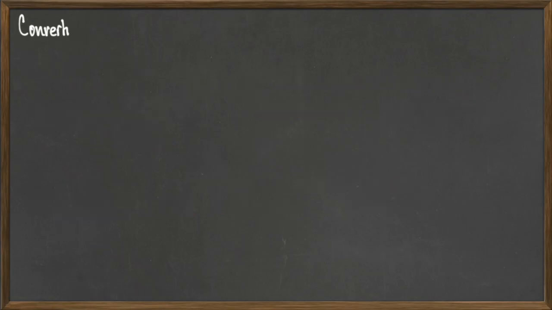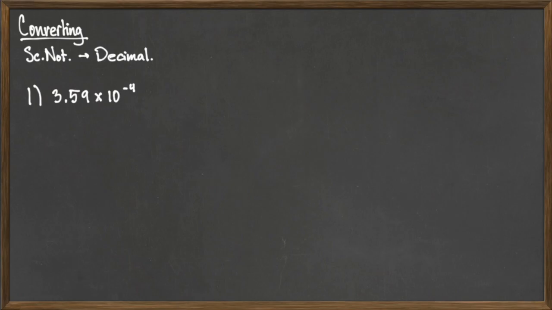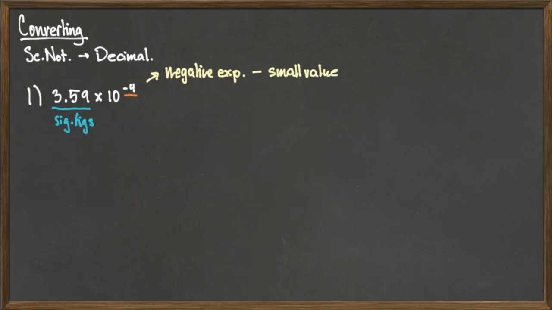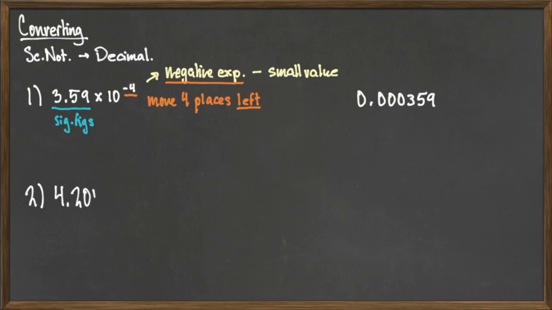Now we'll go from scientific notation to decimal numbers. It's essentially the same process, but in reverse. Here I have 3.59 times 10 to the minus 4th. Negative exponent means small value, so I'm going to move my decimal place 4 places over to the left. This is going to give me 0.000359.